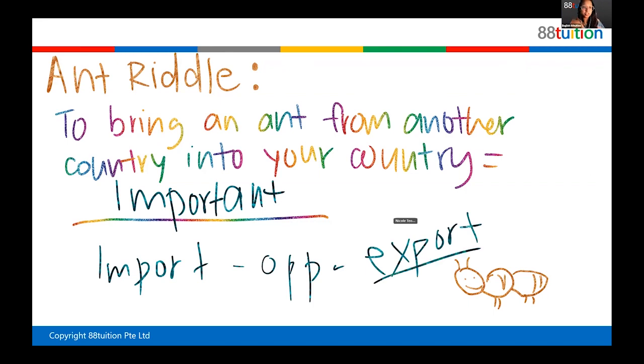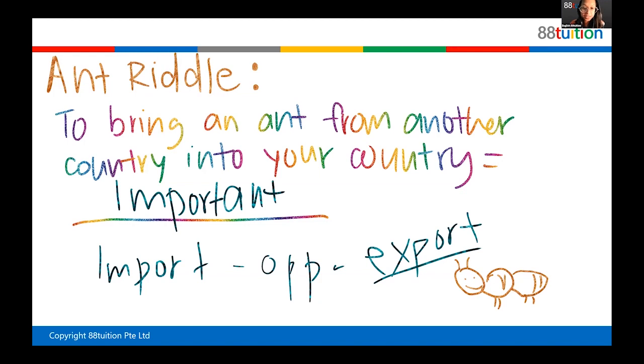So export means from Singapore, if I made a beautiful unicorn, for example, and I want to sell my unicorn soft toy that I made, I will export it to another country. I'll export it to Japan or China or India or Mexico, whatever country. So if from my country, I'm bringing it overseas, that is export. If I'm bringing something from overseas to my country, that is import.